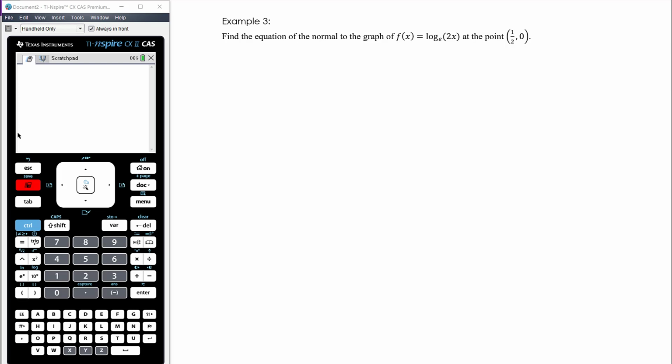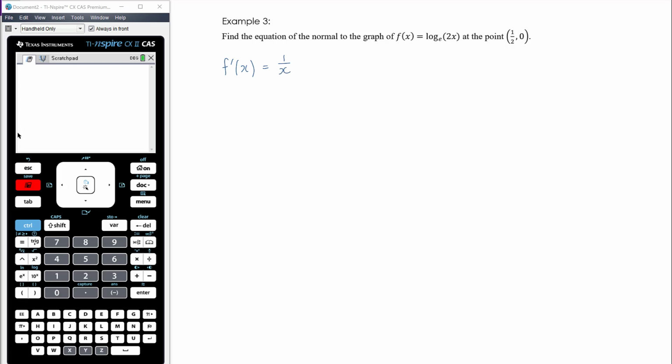Okay, so we want gradient of the curve at the point. That gives us gradient of the tangent at the point, negative reciprocal to find gradient of the normal. Then we'll have gradient and point, and we can find the equation of the line. Okay, so we need derivative. So f dash x, derivative of log e of 2x is just 1 on x. Remember, it's 1 on 2x times 2, so it's just 1 on x.